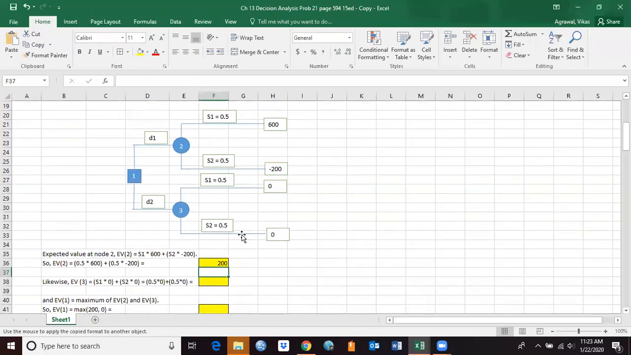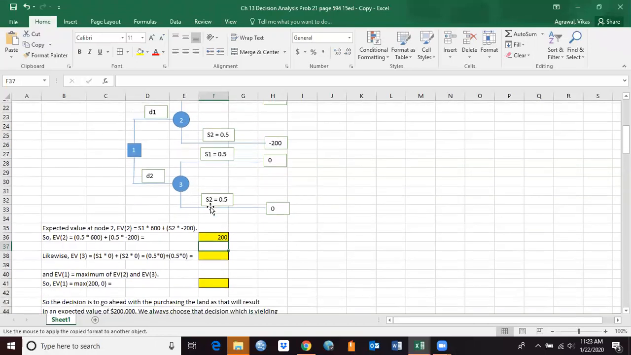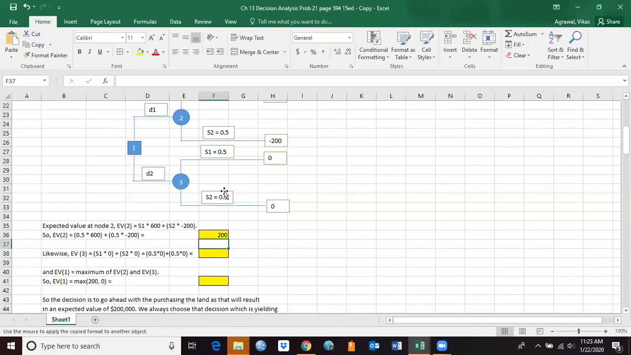So that's going to give me $200,000 here as a payoff, okay, for node 2. Likewise, we need to find the expected value of node 3, which is going to be 0 times 0.5 plus 0 times 0.5, which equals 0.